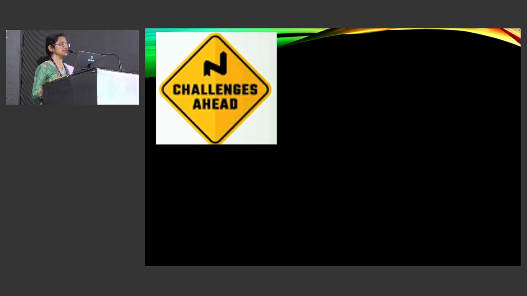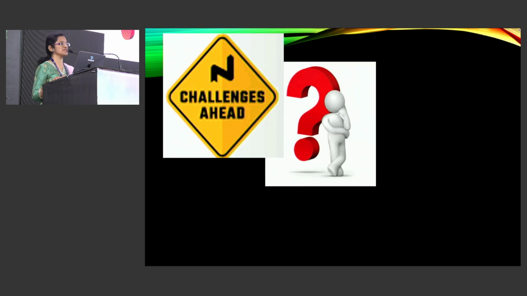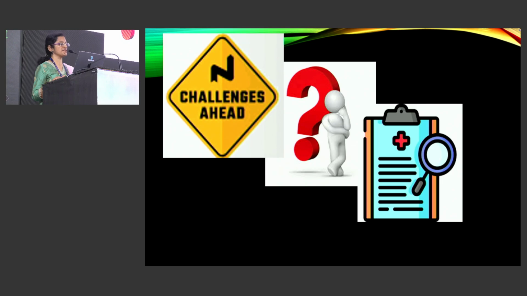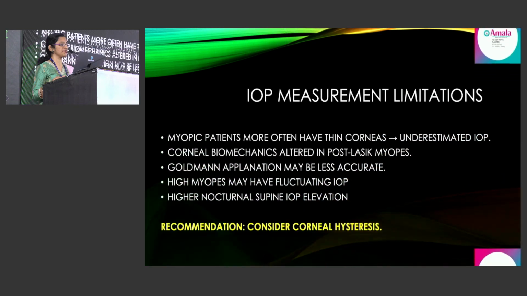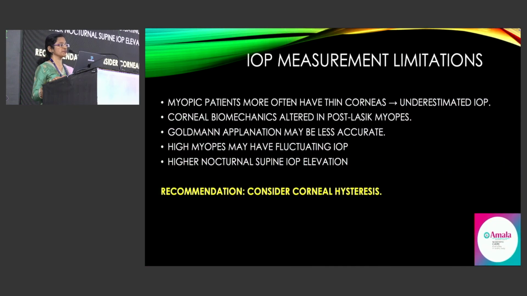So what are our challenges? We have diagnostic challenges, and in the management strategies also we have many challenges. So what are the diagnostic challenges? First of all, the IOP measurement limitations. Myopic patients have thinner corneas and usually the IOP is underestimated, and sometimes the IOP is always normal. It can be a normal tension glaucoma per se.